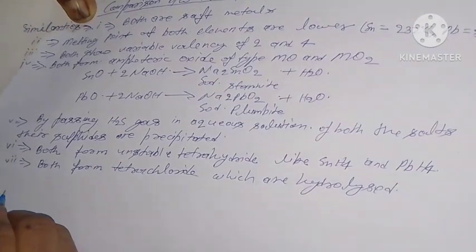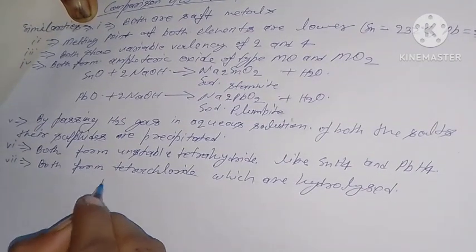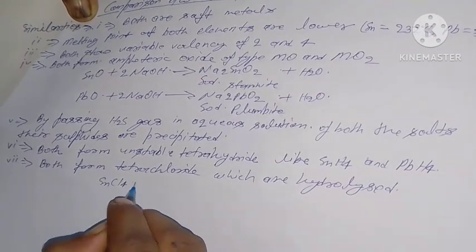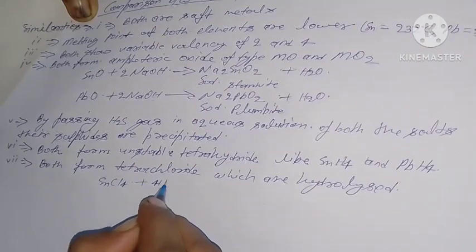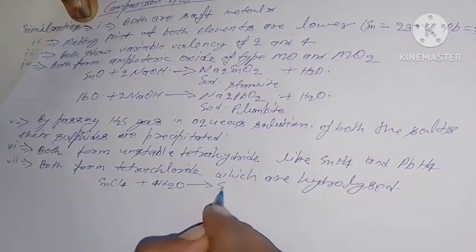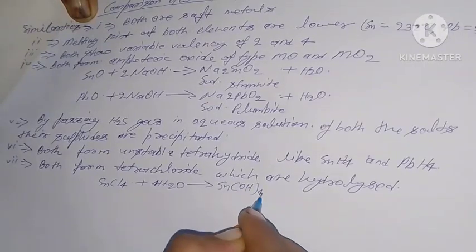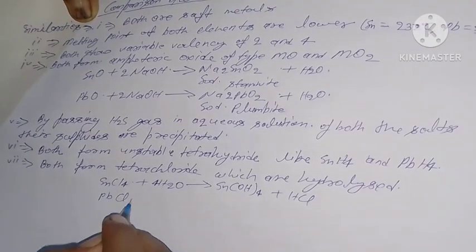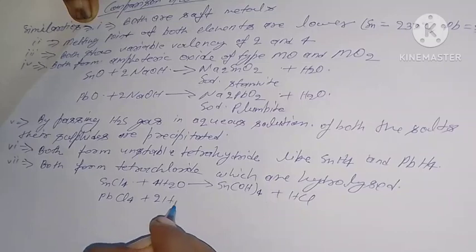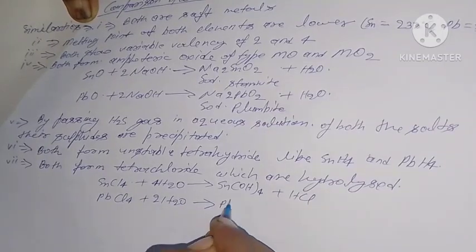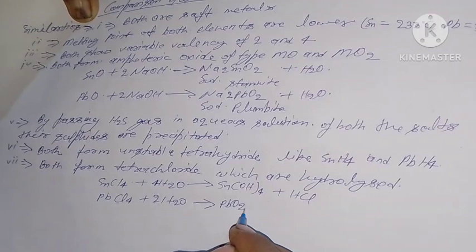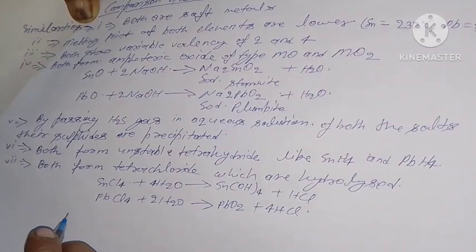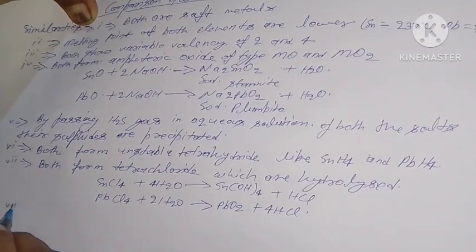Okay. Tin tetrachloride is reacted with 4 molecules of water to make Sn(OH)4 plus HCl, hydrochloric acid. And PbCl4 plus 2H2O makes lead dioxide PbO2 plus 4HCl, hydrochloric acid.